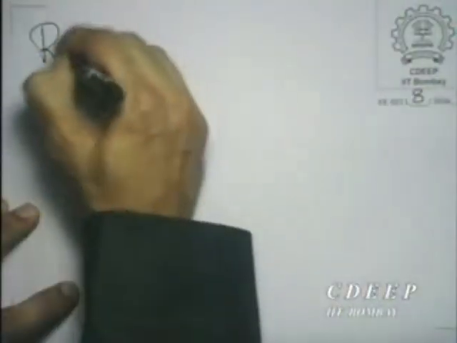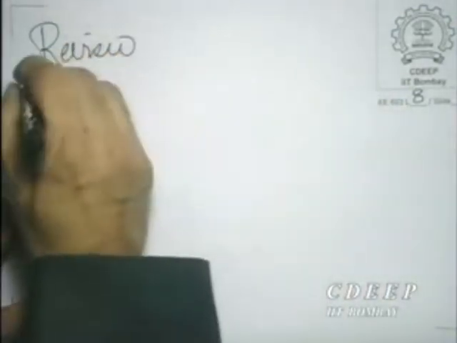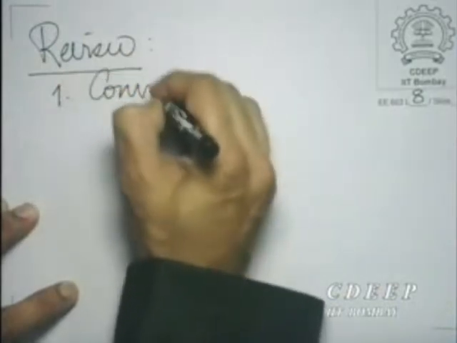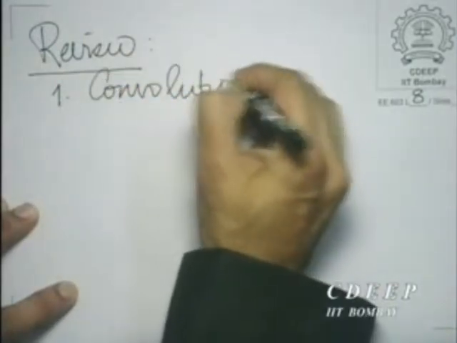Let us spend a couple of minutes recalling what we did in the previous lecture, and let us also take a couple of questions before we proceed to discuss further on the same theme. In the previous lecture, we had looked at the operation of convolution in its own right. So, let us just quickly review the previous lecture. We had looked at convolution as an operation in its own right.